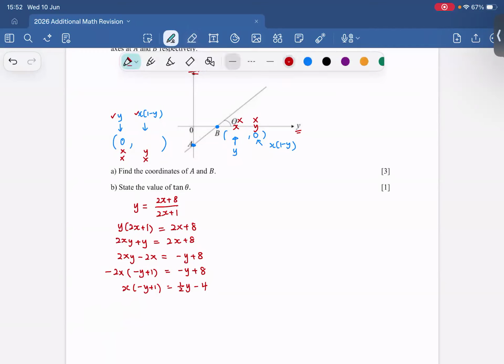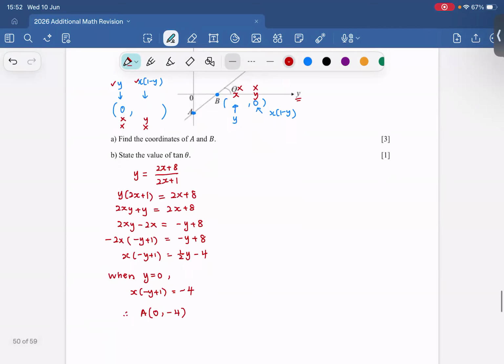So now how to find the coordinate of A? Coordinate of A is when y equals to 0. I want to find this. So this equals to negative 4. So the coordinate of A is 0, comma, negative 4.